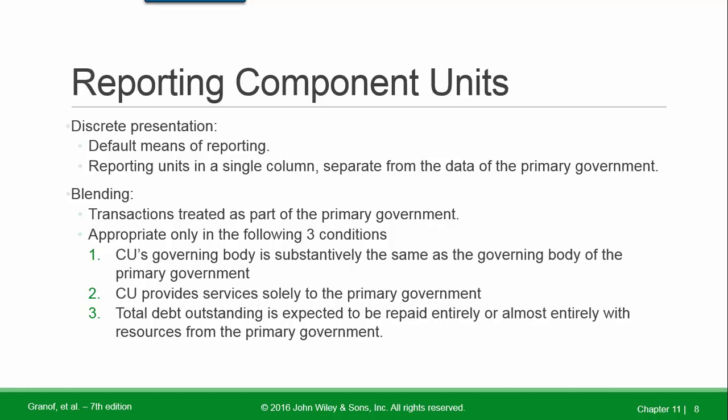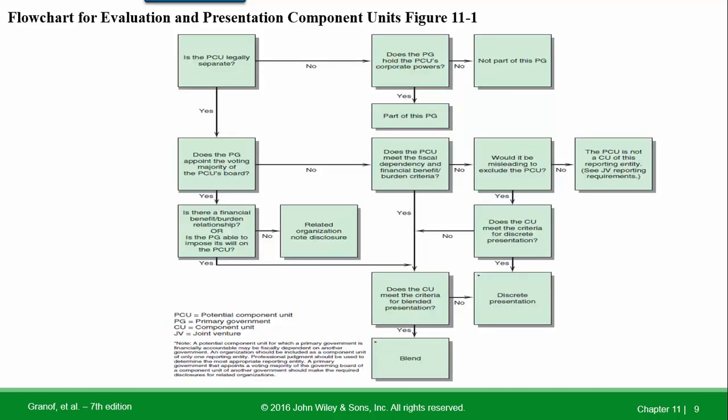In this situation, these are component units, but their activity is so closely intertwined with the general government, primary government, that they're just blended together for the financial statements. This is a flow chart from the text, figure 11-1. Go through this. It gives you the steps to determine, is this part of the primary government, and if so, should this be reported as blended, just brought together with the primary government, or should this be a separate, discrete presentation?